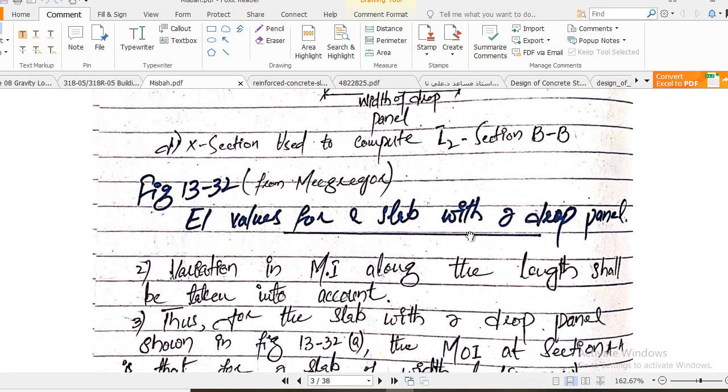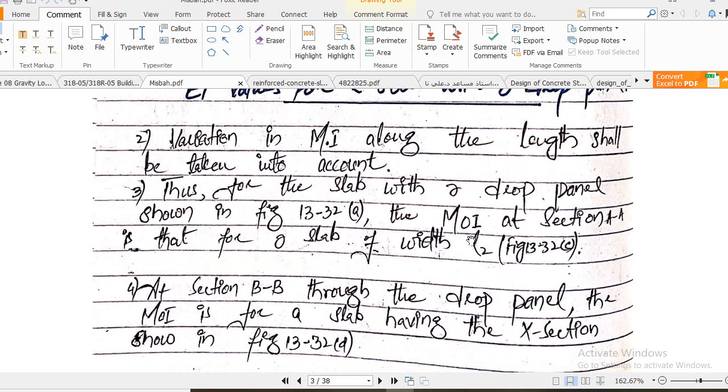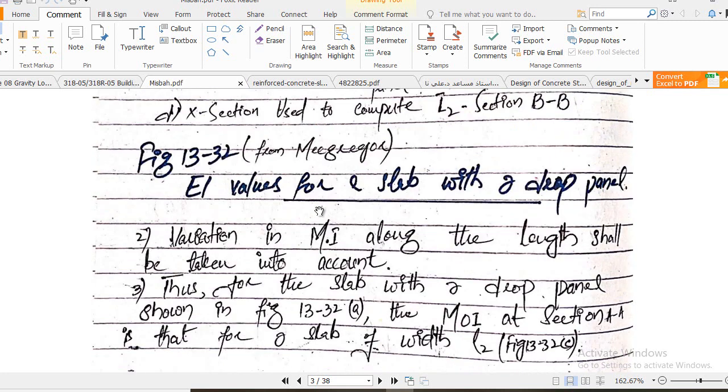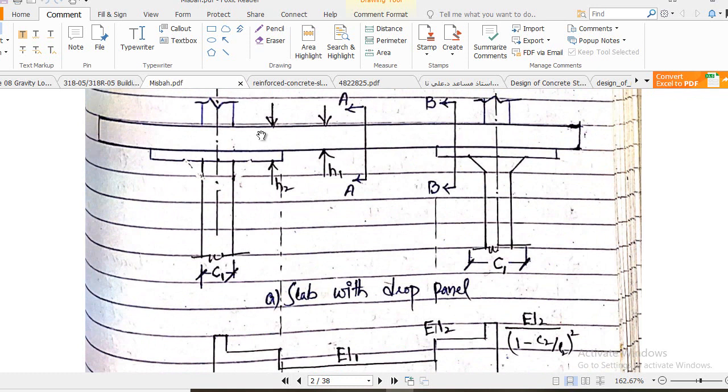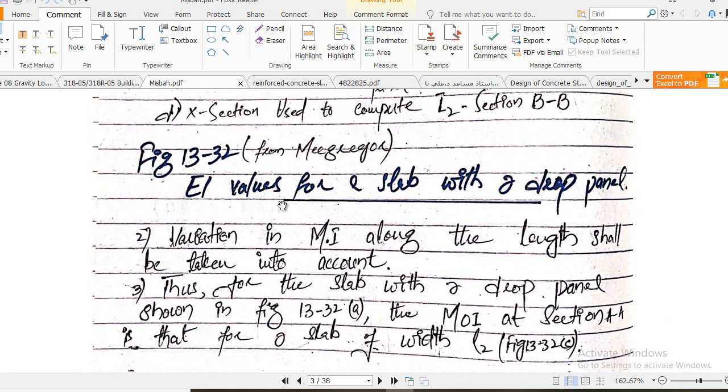EI values for a slab with a drop panel. It is very important: variation in moment of inertia along the length shall be taken into account. The equivalent frame method basically covers this variation. Here the section is different, here the section is different, and here the section is different. So it has a greater stiffness as compared to this section, and similarly greater stiffness as compared to this section. So the equivalent frame method covers this variation along the length. This is the main key point, remember.